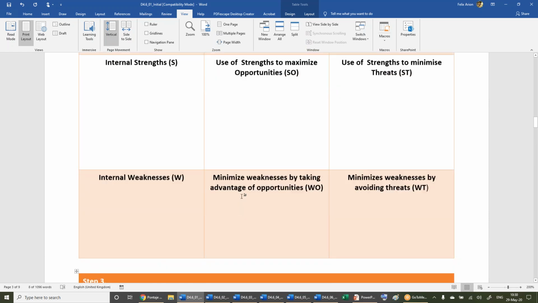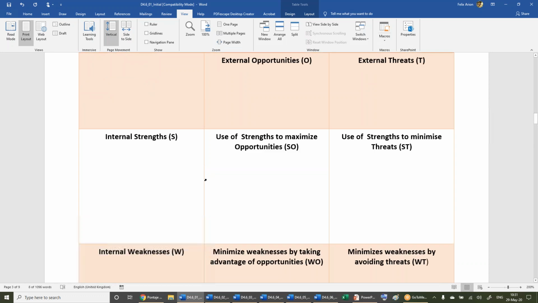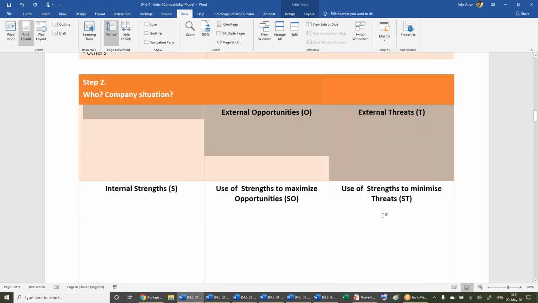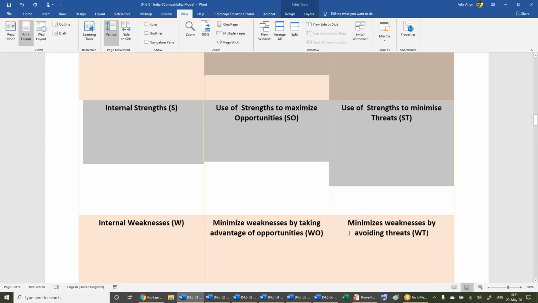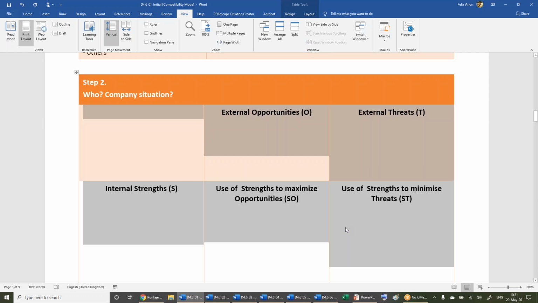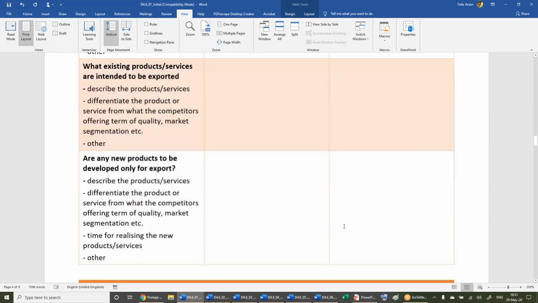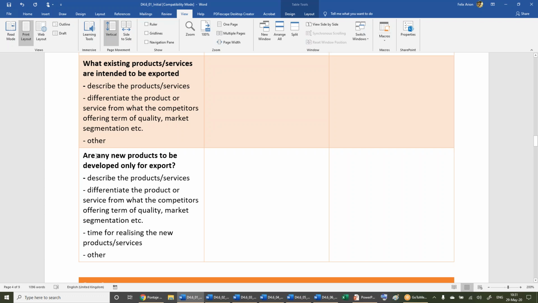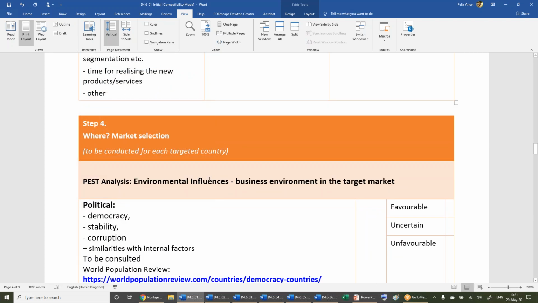I'm supposing that you understand that everything is connecting, everything that will be here could in a way or another be seen in the company situation on step number 3. And of course, the last question is, do you intend to have a specific product dedicated only for external market and not for domestic market?